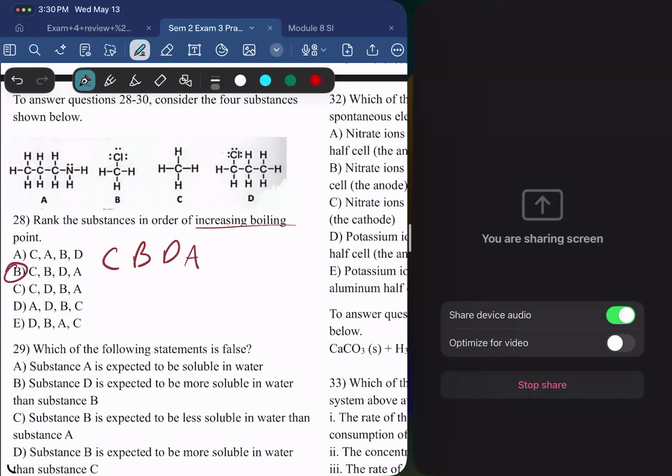B is the answer there. Which one's the most increasing? So as IMF increases, you increase in BP.